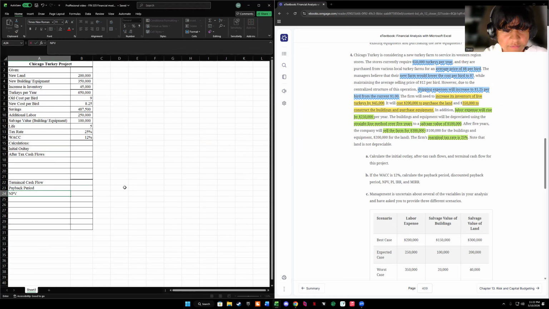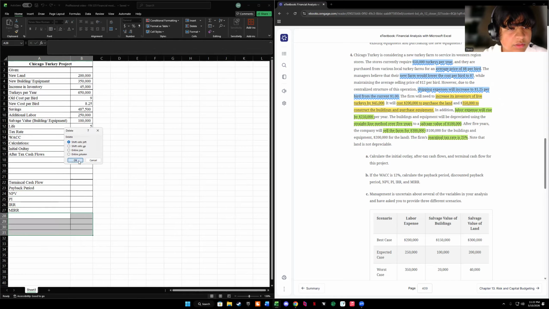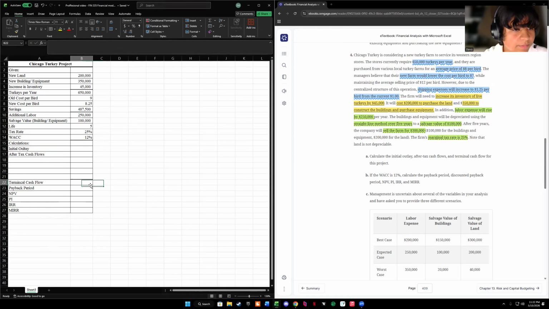NPV, profitability index, internal rate of return, and modified internal rate of return. Okay. We don't need this space, so we're actually just going to delete that. Yes, okay, good. Now, go ahead and start calculating.